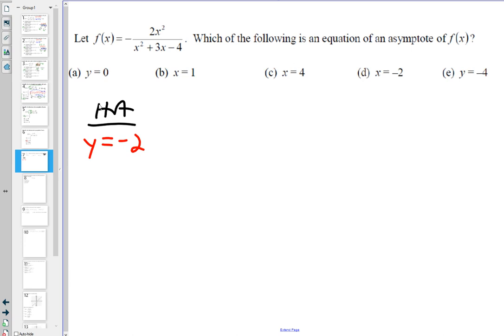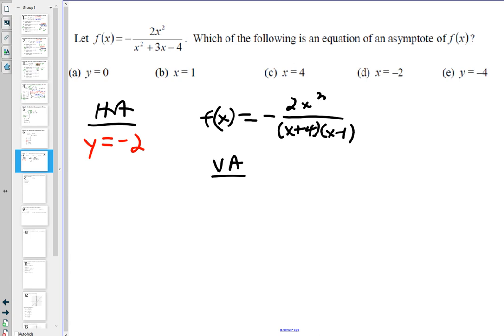Okay? Now, in order to find vertical asymptotes, you have to factor. You can't factor the numerator, so that would just stay the same. But in the denominator, two numbers that multiply to give you negative 4, negative 3 or plus 4, or plus 4 or minus 1. Neither of those cancel out with anything in the numerator, so therefore we're going to have two vertical asymptotes. We're going to have one where x is equal to negative 4, and one where x is equal to 1.